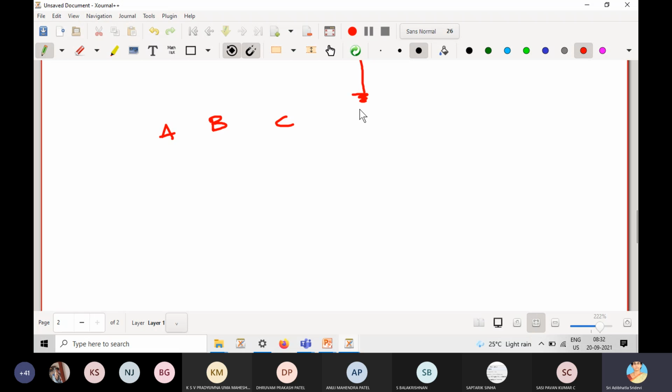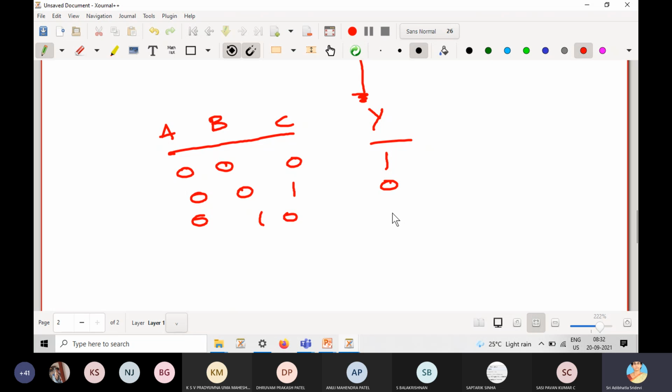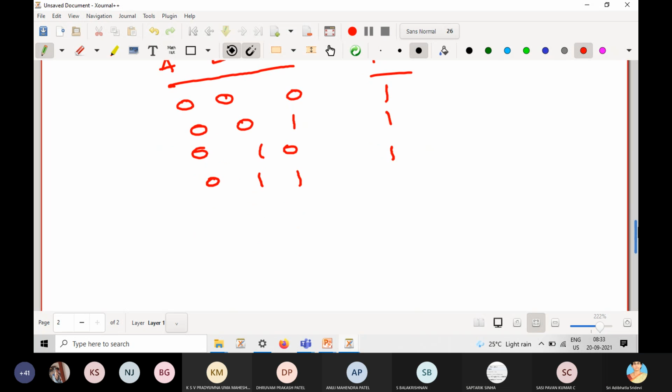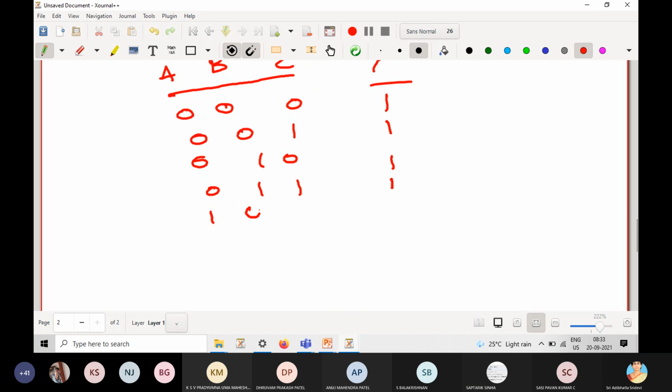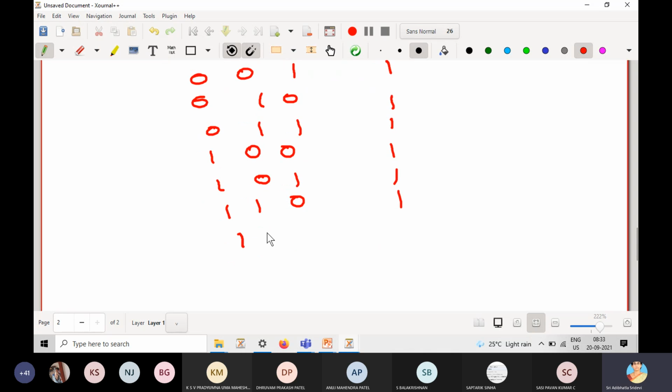First of all, I'll go with the truth table of the NAND gate. 000 gives 1, 001 gives 1, 010 gives 1, 011 gives 1, 100 gives 1, 101 gives 1, 110 gives 1, and 111 gives 0, because it is the opposite of the AND gate.